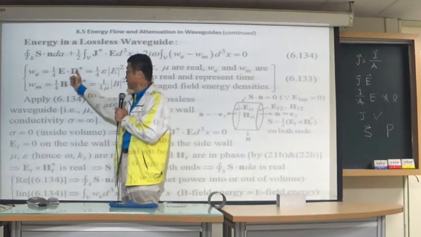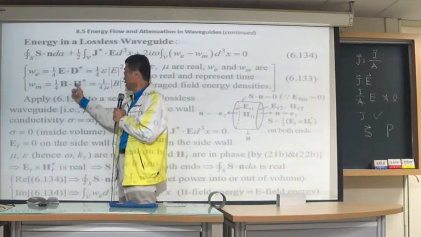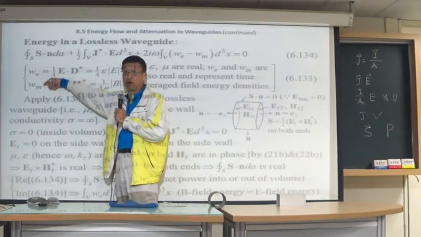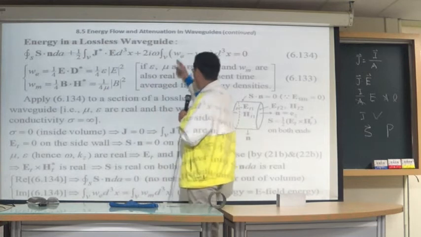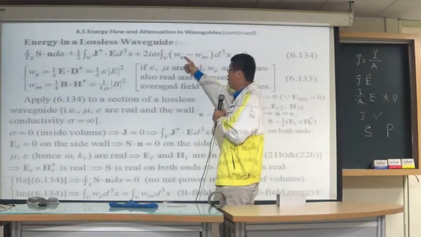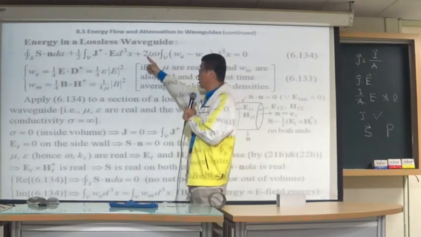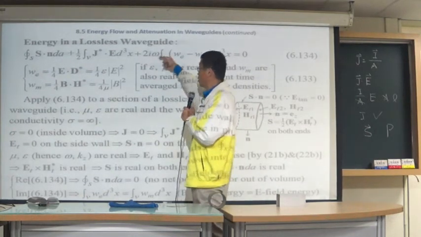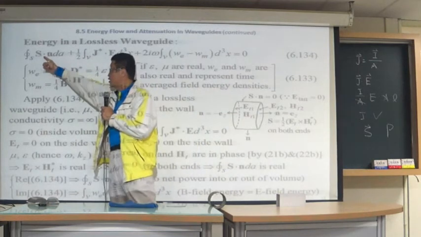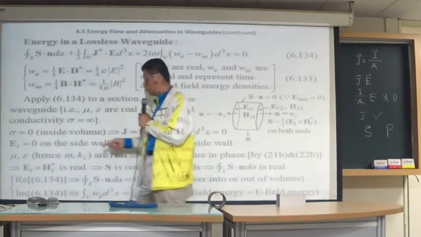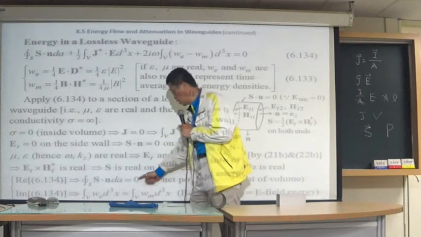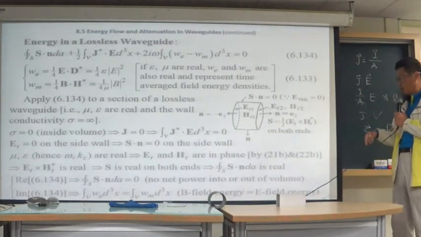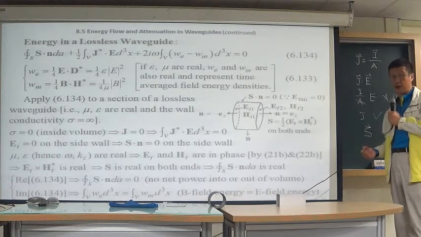This one and this one are in phase, of course. This one is in phase, but complex conjugate. So that must be real in general. So these two should be real: real quantity times imaginary. For the real part, we can skip this one, just this one and this one. However, this one is zero. So eventually we got this one: no net power into or out of the volume.